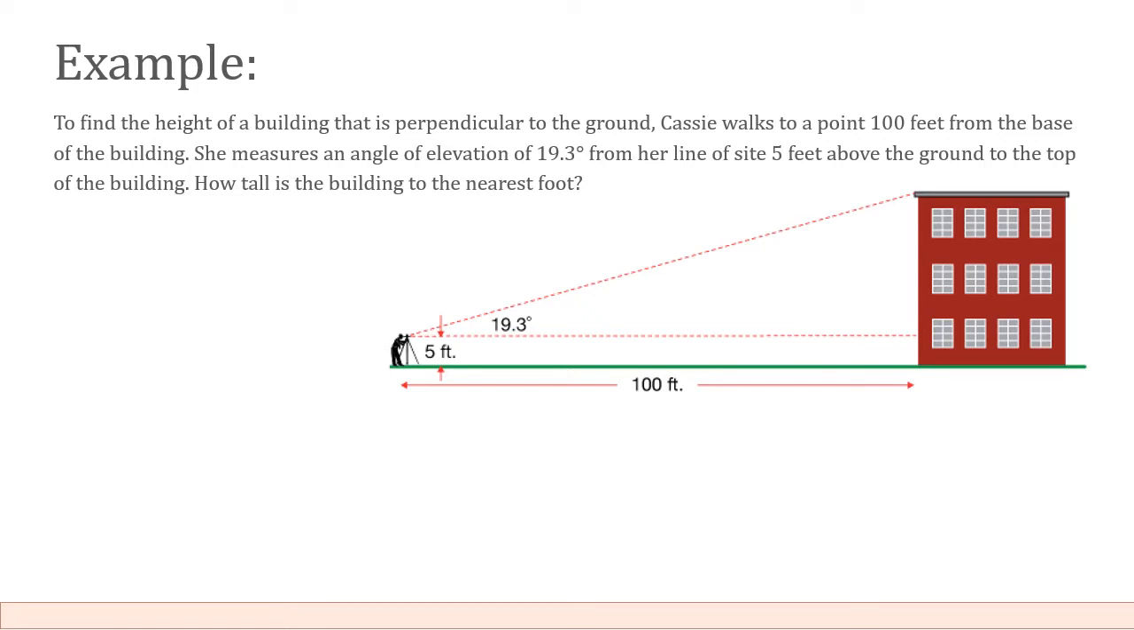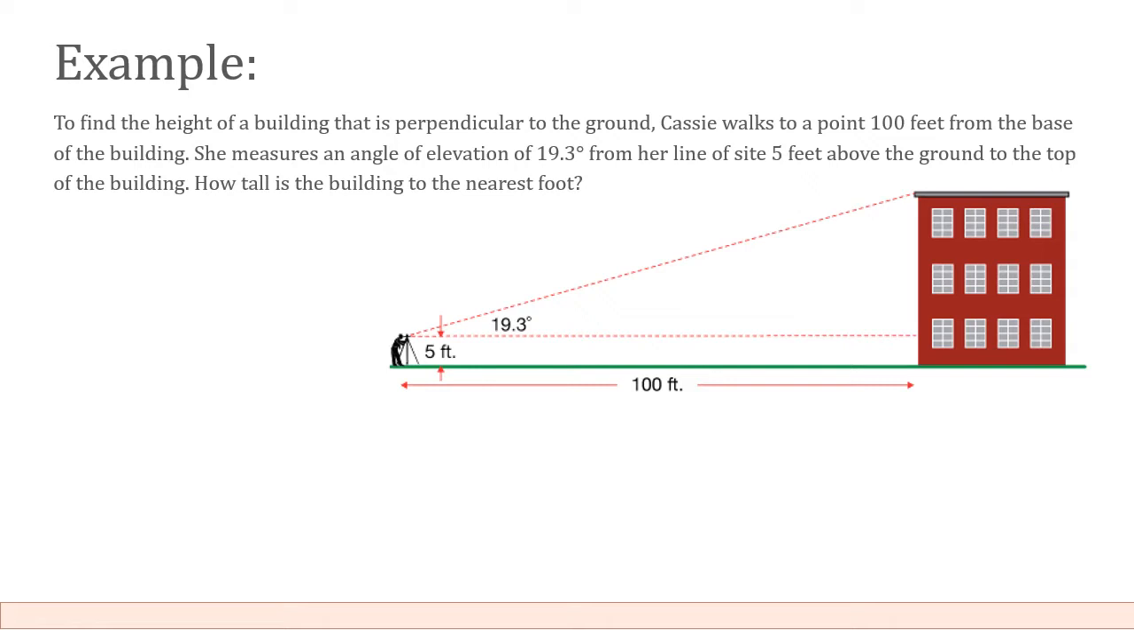So let's look at this example. We have a building, and it says to find the height of a building that is perpendicular to the ground. Cassie walks to a point 100 feet from the base of the building. She measures an angle of elevation of 19.3 degrees from her line of sight, which happens to be 5 feet above the ground. And that is to the top of the building. How tall is the building to the nearest foot?